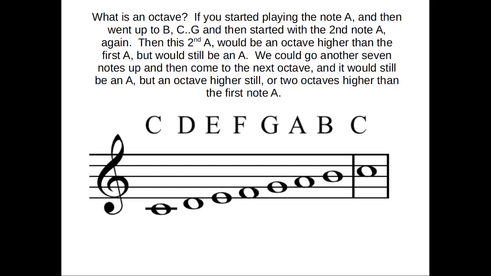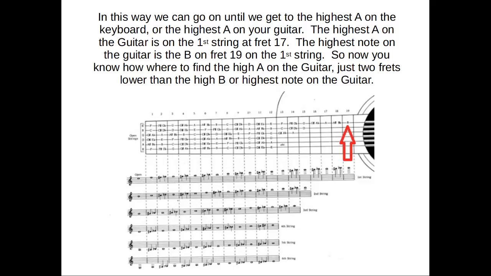In the example below, I have C, D, E, F, G, A, B, C. So it's an octave from C to C. In this way, we can go on until we get to the highest A on the keyboard, just by going up 7 notes each time, or the highest A on your guitar. The highest A on the guitar is on the first string at the 17th fret. The highest note on the guitar is the B on fret 19 on the first string. So now you know where to find the high A on the guitar, just 2 frets lower than the high B or highest note on the guitar.